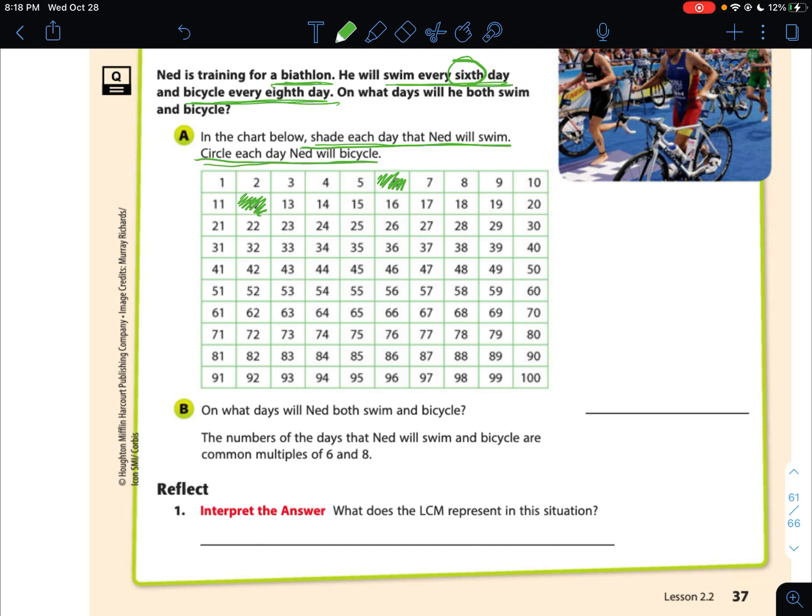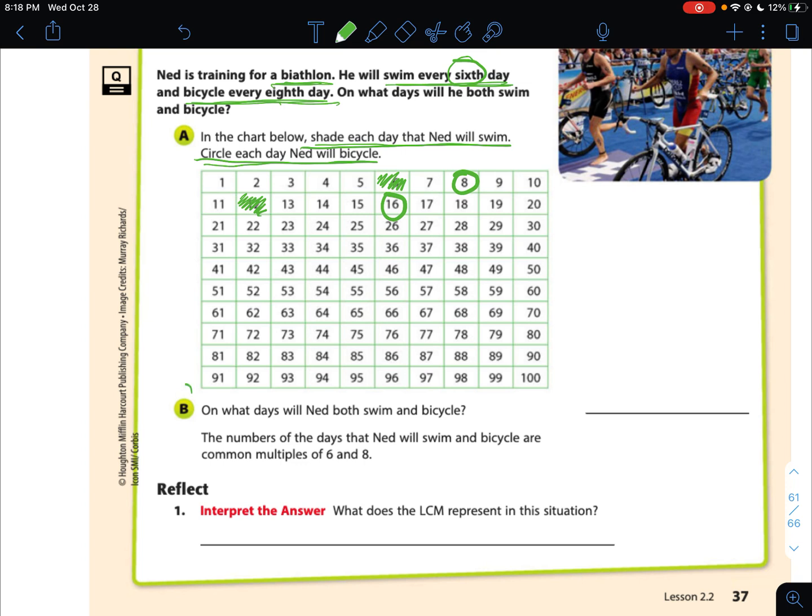Then I want you to circle all the days that he will bicycle. It says that he's going to bicycle every 8th day. So on the 8th day, he will go for a bike ride, and then you count 8 days, and the next day, which would be the 16th, would be when he bikes again. I want you to go and shade and circle all of those.